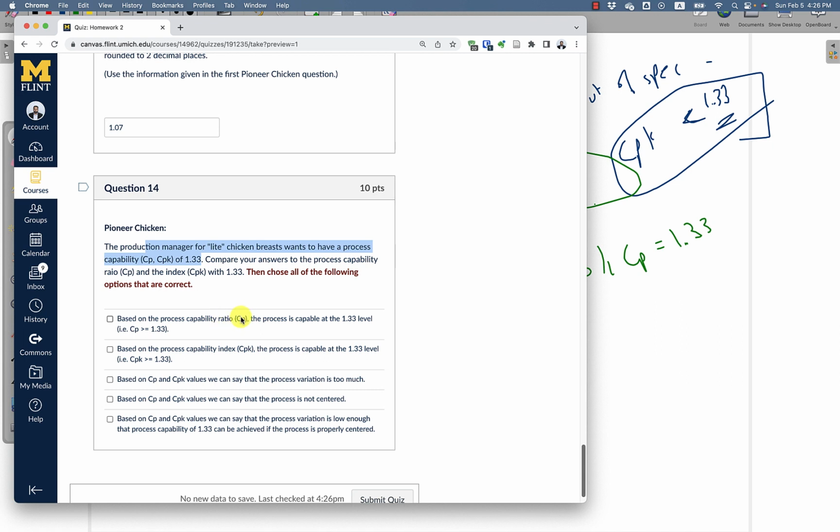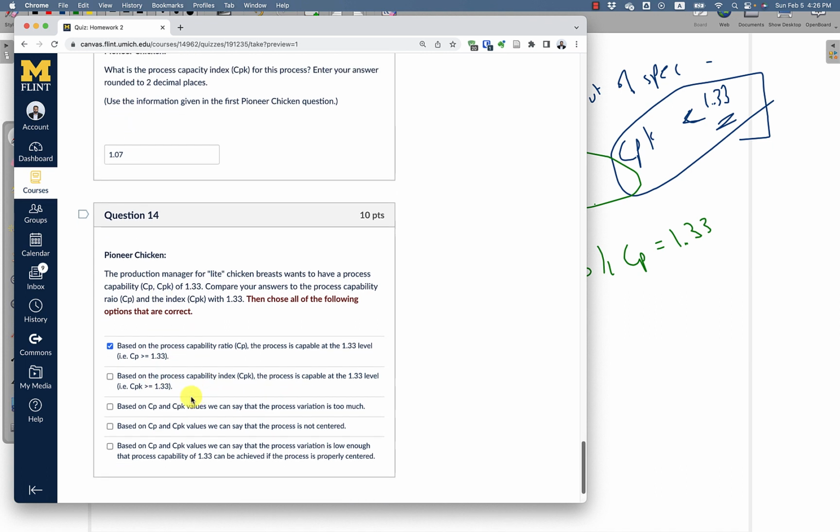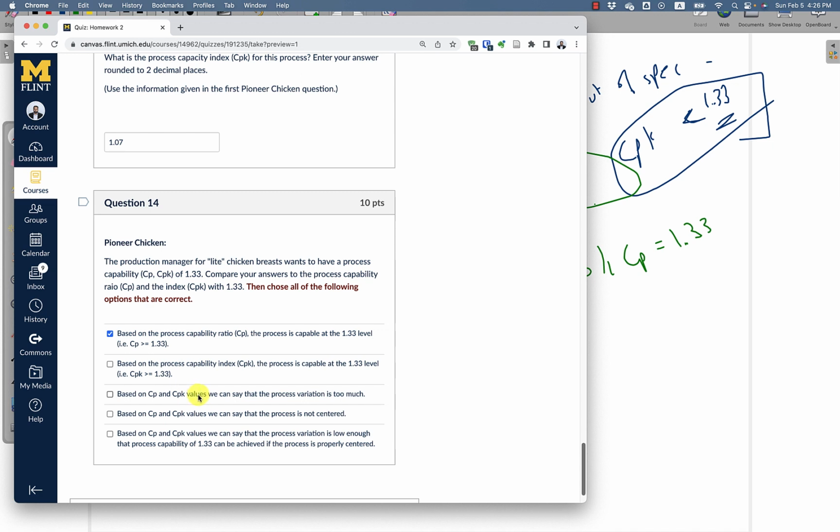Based on process capability ratio CP, is the process capable at the 1.33 level? Yes, CP was 1.33. Based on CPK, is the process capable at 1.33? Nope, CPK was below 1.33, this is wrong. Based on CPK values, can we say the process variation is too much? We cannot say that, because CP is a test of process variation. CP is saying process variation is acceptable. Based on CPK values, can we say the process is not centered? Yes, we can say that, because variability is fine, but CPK is not fine. So we have to be off center to be messing up the CPK.